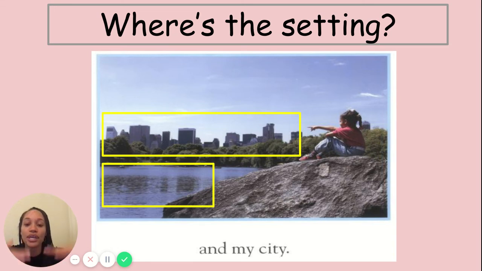And where do we usually see big, tall buildings at? Yeah, we usually see it outside in the city or the downtown area. So the story takes place at the city or in the city. Good job. All right, let's go to the next page.